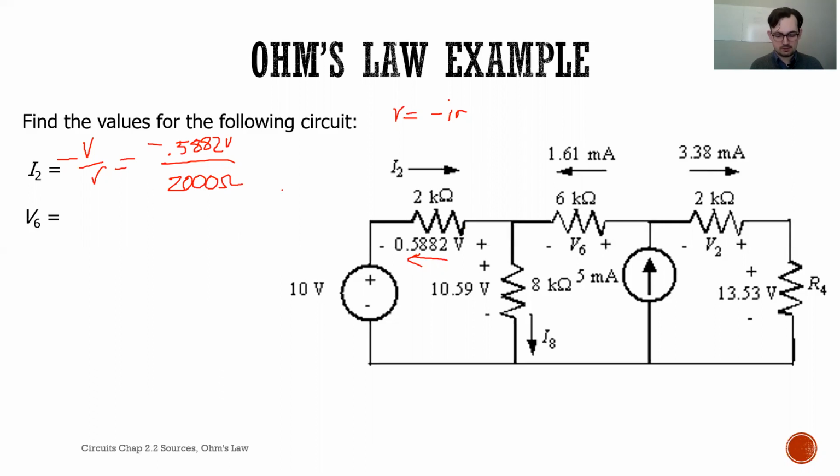Just a second. 0.5882 divided by 2,000. It's going to give me a very small number here. This is a very small voltage and a very high resistance. This is 0.000294, and this is going to be in amps. One step moving this 3 over would be milliamps. We actually want to go to microamps.